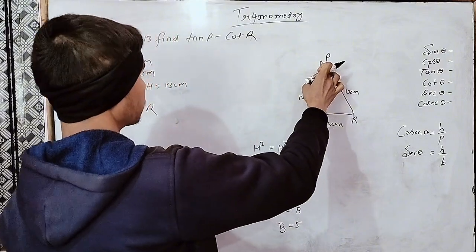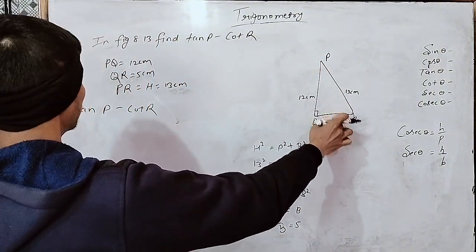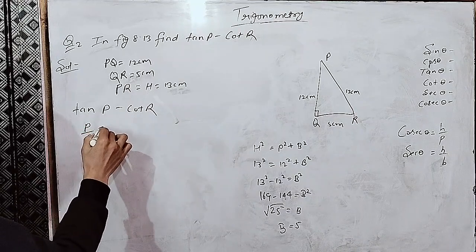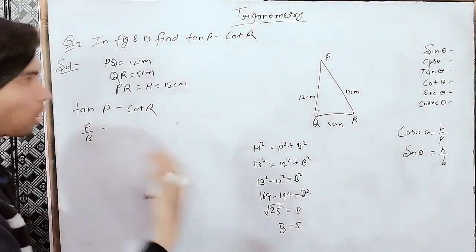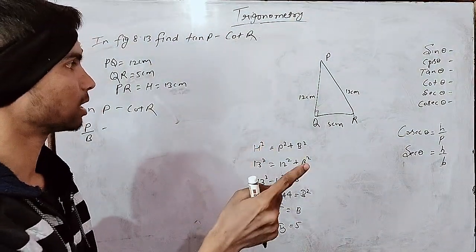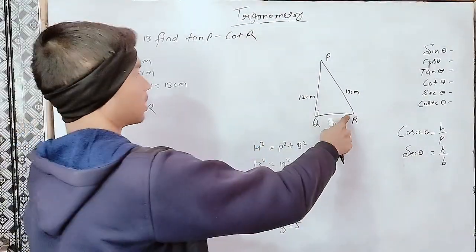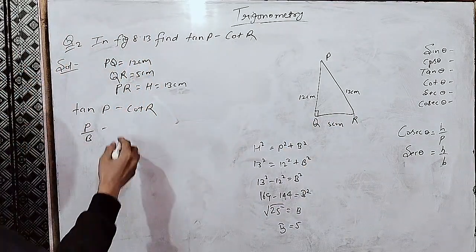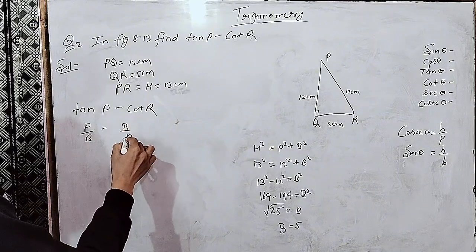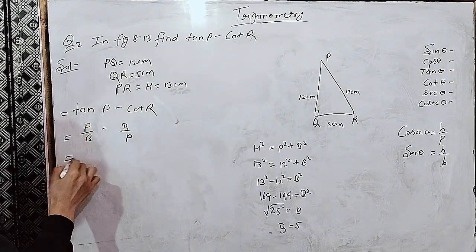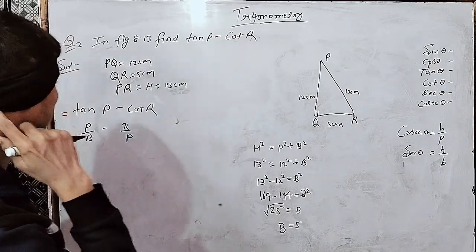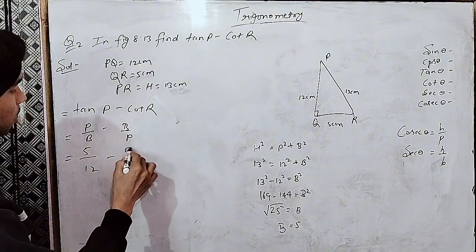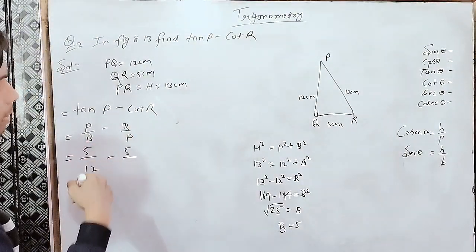So of course opposite to P, this side is what? Perpendicular. So tan P is P by B. Okay, according to R, not according to P. So our angle is at R. So our opposite side would be what? Perpendicular. So B by P. Perpendicular is how much? 5 centimeter. B 12 centimeter. Then B how much? 5 centimeter. And perpendicular 12 centimeter.